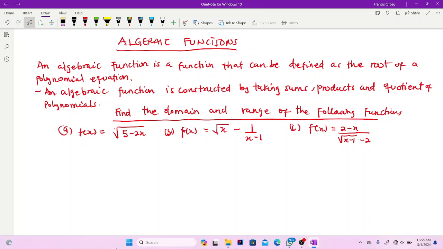So in this video, I'm going to take you through algebraic functions. In our previous lessons, we've dealt with polynomial functions, power functions, constants, stepwise, and others.